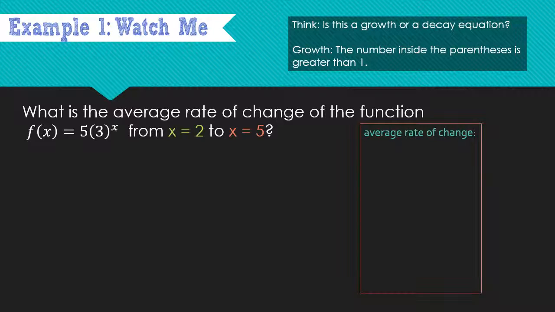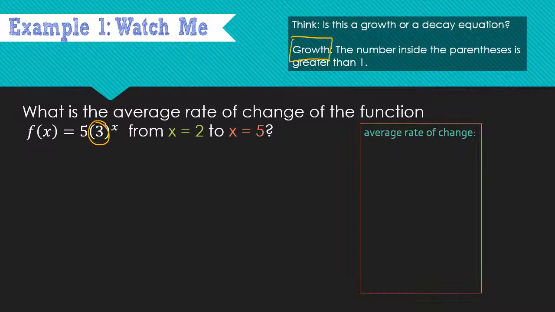Okay, so in example 1, it says what is the average rate of change of the function f of x equals 5 times 3 to the x from x equals 2 to x equals 5. All right, now one thing to think about, if you think about whether or not my function is growth or decay, that's going to tell us whether or not we're going to have a positive change or a negative change. So since my b value, that one with the exponent, is greater than 1, I'm going to have growth in this example. Okay, so that's just a little check for us.